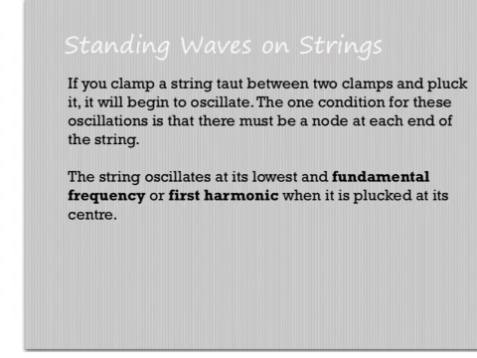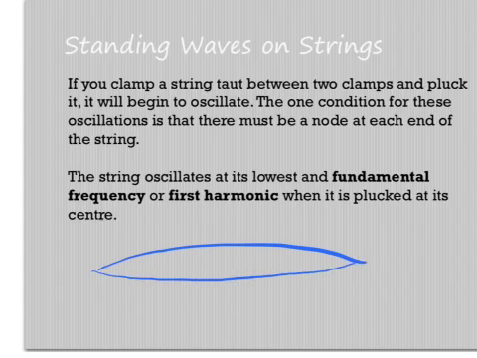Standing waves on strings. If you clamp a string taut between two clamps and pluck it, it will begin to oscillate. The one condition for these oscillations is that there must be a node at each end of the string. The string oscillates at its lowest and fundamental frequency, or sometimes called first harmonic, when it is plucked at the center, and it looks like this. There's a node here, there's a node there, here in the middle it oscillates, and it's an antinode.